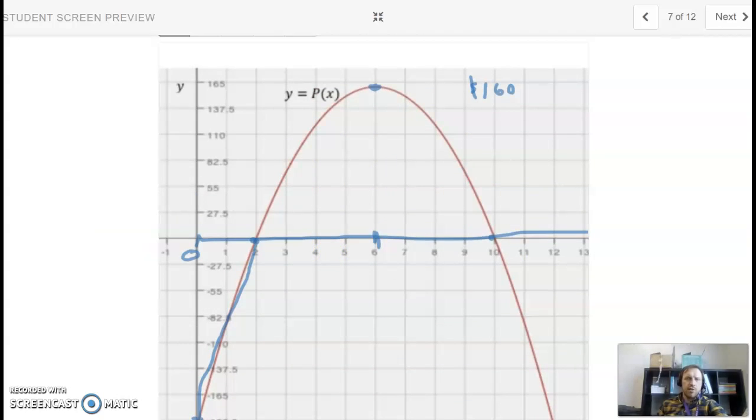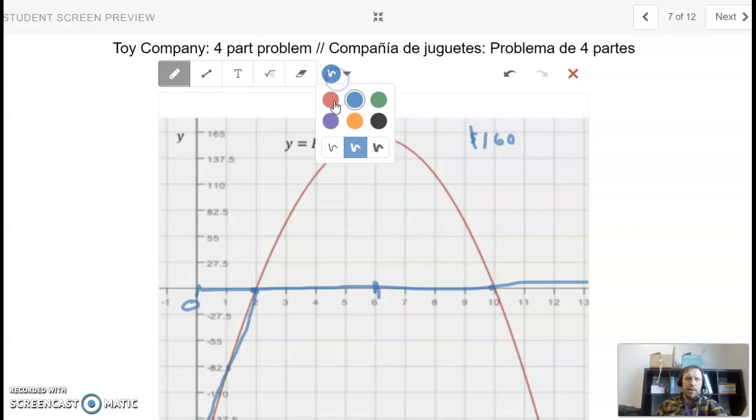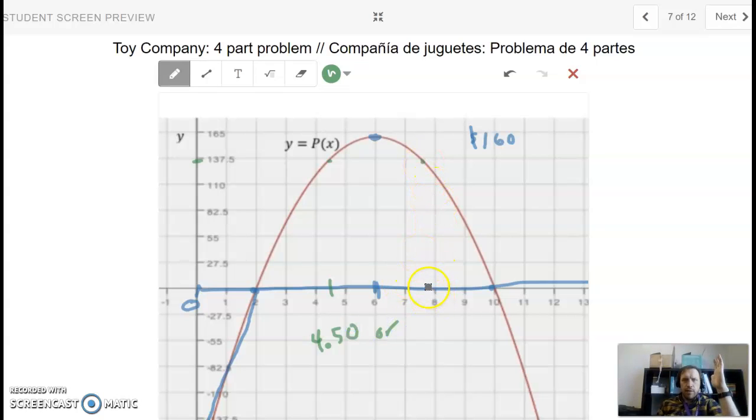So then the next question says, well, how do I make $137? If I want my profits to be exactly $137, I'm looking for 137, which is just right under this. And so I come right about here and right about here. And so I'm going to estimate that that's $4.50, or since this is symmetrical, it's going to be about $7.50. So either one of those gives us back the same profit, either side of the vertex.